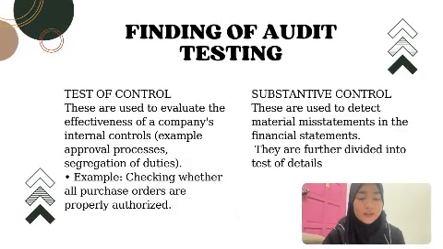And the last one is findings of audit testing. Tests of control are used to evaluate the effectiveness of a company's internal control, for example approval processes, segregation of duties, and others. For example, checking whether all purchase orders are properly authorized. And substantive tests are used to detect material misstatements in the financial statements. They are further divided into tests of details.